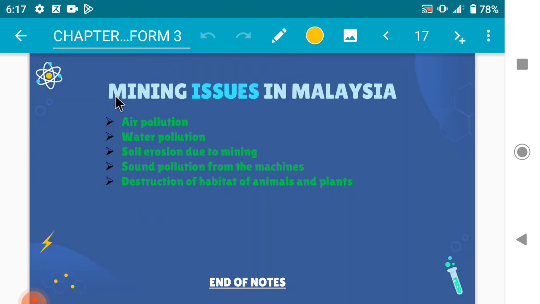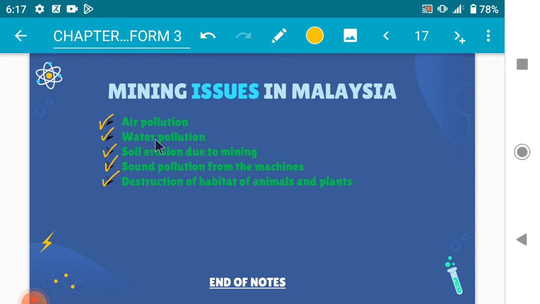Right, so this is the last sub-chapter, which is the mining issues in Malaysia. So you can see the last subtopic in your textbook. The several issues of mining in Malaysia are very basic and common sense: air pollution, water pollution, soil erosion, sound pollution. So it's all about pollution, soil erosion, and also destruction of habitat of animals and plants.